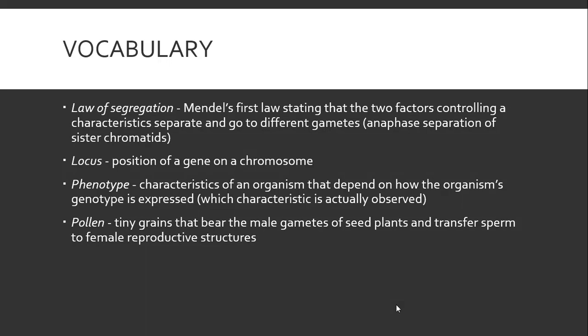Phenotype, so genotype was what you could get from your parents. Phenotype is the characteristic that is actually observed about you. It's the characteristic based on which of the genotypes is expressed. So this will get into the dominant and recessive traits also.